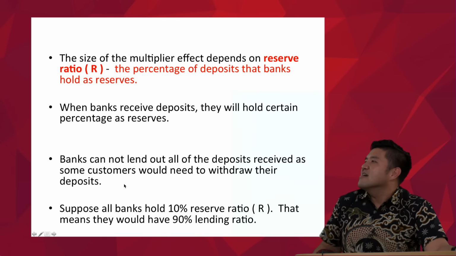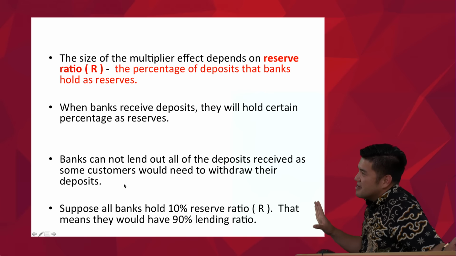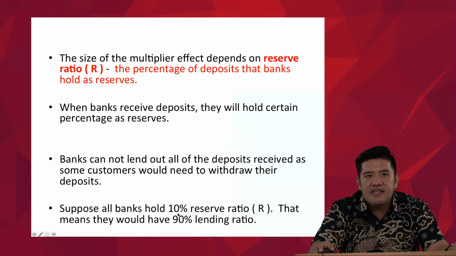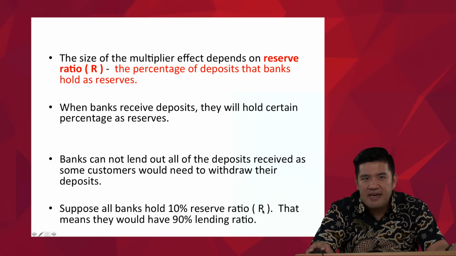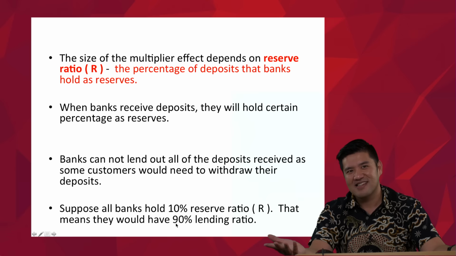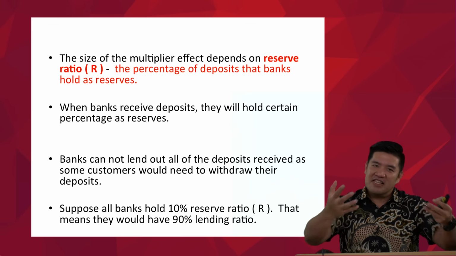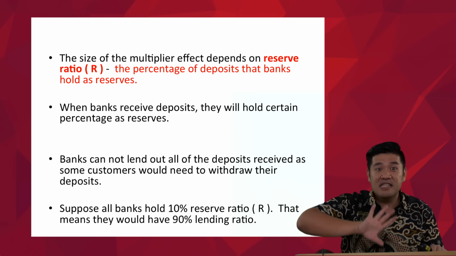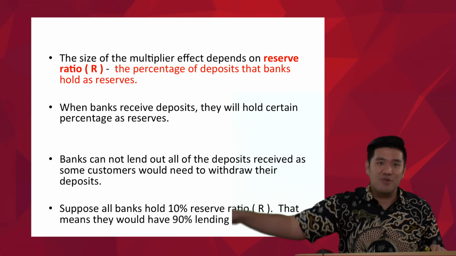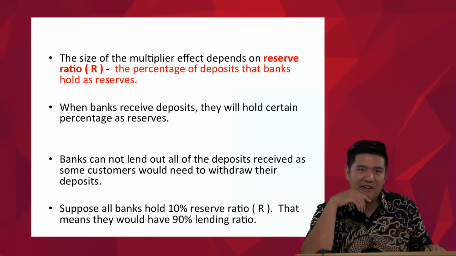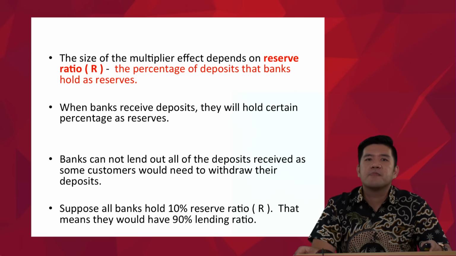Okay? So suppose for simplicity, guys, all banks are holding a 10% reserve ratio. That means, what is the lending ratio? 90%. Right? So they receive their deposits, they put 10% as their reserve, then they will make loans with that 90%. Is that okay? All right.